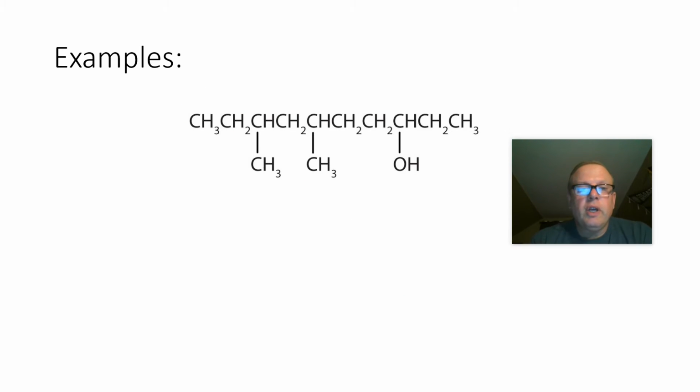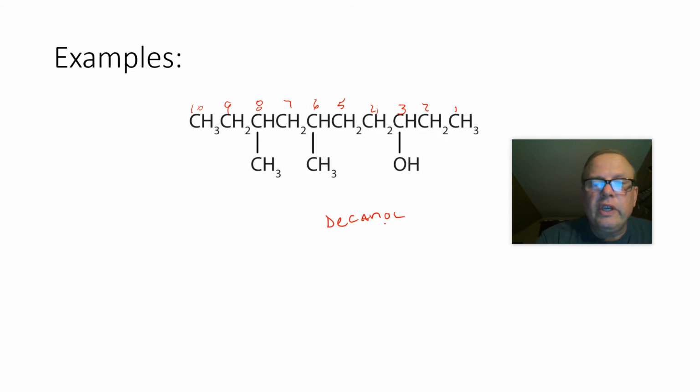Here's an example. Now, first thing I want to do is to number this thing, and I've got 1, 2, 3, 4, 5, 6, 7, 8, 9, 10. So I've got 10 carbons. So it's going to be decanol of some description, not decane, now dec and OL. We took the E off the end and we replaced it with OL. The hydroxyl group, and by the way, the reason I started numbering from this end is the hydroxyl is closest to this end. So it is 3-decanol.